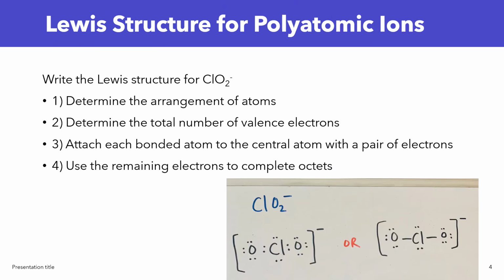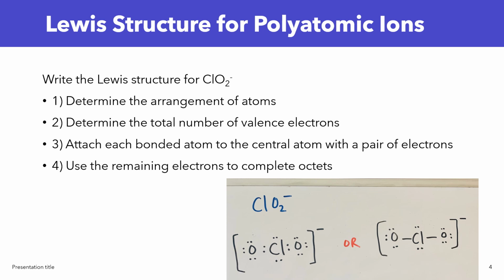Now let's talk about how to draw the Lewis structure for polyatomic ions. Let's look at an example. Write the Lewis structure for ClO2 minus. First we need to determine the arrangement of the atoms. Here chlorine, Cl, is going to be the central atom because there's only one Cl atom.